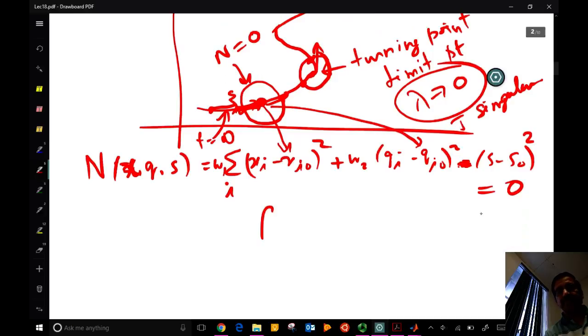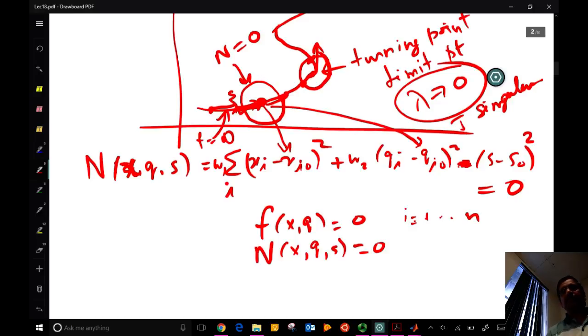So I have this equation f of x, q equal to 0, with i going from 1 to n. And then I have a scalar equation, n of x, q, s equal to 0. So I have n plus 1 by n plus 1 equations instead of n by n equations. So this is called the arc length equation. This is the original problem, but q is being made an unknown. x and q are unknown, but s is known. What do I have now? I have an extended system of nonlinear algebraic equations. I can apply the Newton method on this. And I can specify S, and I can construct the entire curve.